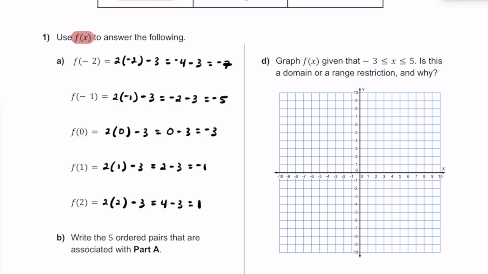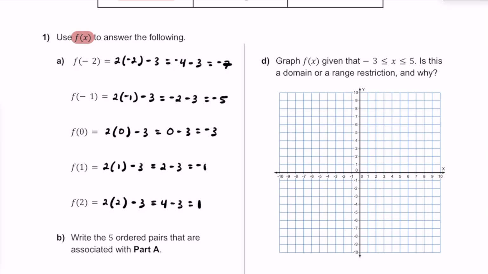Notice we're dealing with a linear function here, and each of these x values essentially went up by 1. And notice that each of these y values, or f of x values, went up by 2 here. We'll talk more about that in another video, but from this we can go ahead and try part B, which is writing 5 ordered pairs.